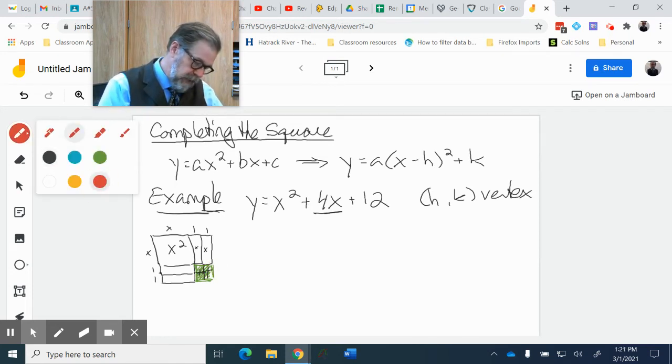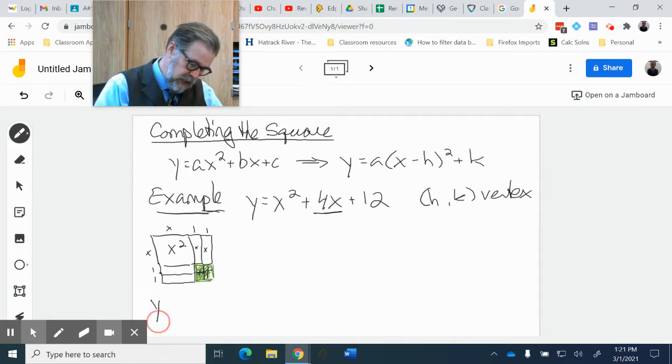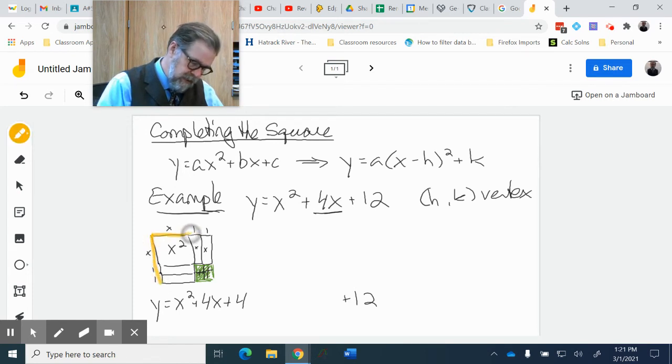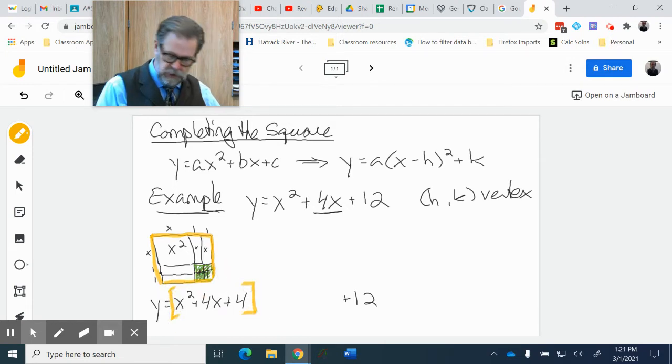Now, I've just unbalanced my equation because what I have here is y equals x squared plus 4x plus 4. And some teachers will teach you to just take the 4 you need out of the 12. I prefer not to do that, and I'll explain why in just a second. So here I've got this square, which is x squared plus 4x plus 4.